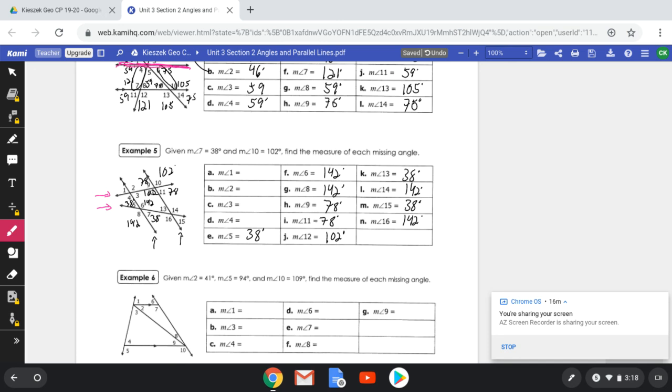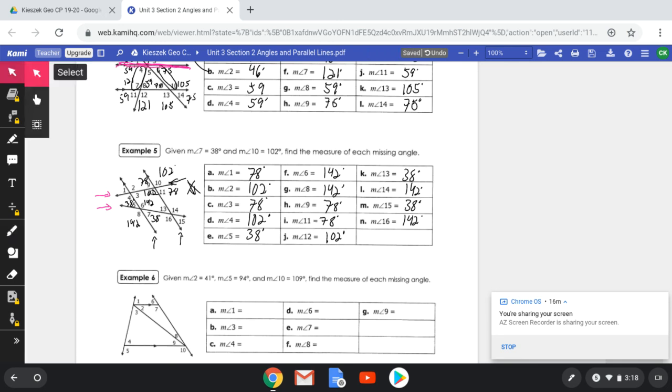The same logic applies to this upper part here. Again, I can only go across this line right here. Going this way, I can't do because it would go along non-parallel lines. So that means 9 and 1 are both 78, along with angle 3. 4 matches up with 12, so they're both 102, which means angle 2 is also 102.